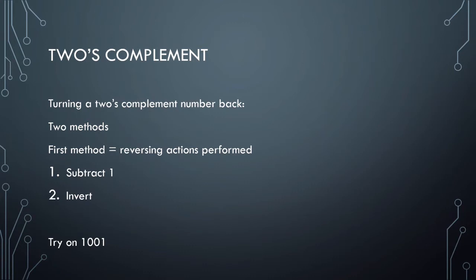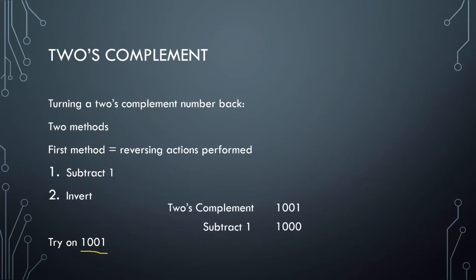So to get to 2's complement, we are inverting and we're adding 1, right? So common sense says that we just do the opposite to get back to the original number, which would be subtracting 1 and inverting again. So I have this number down here, 1001. We know this is a 2's complement number. So let's perform these steps on it, and we'll see what number we actually have.